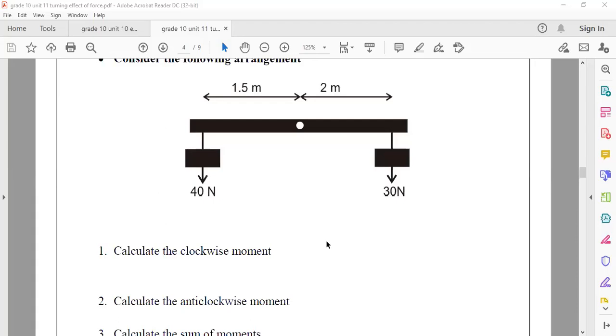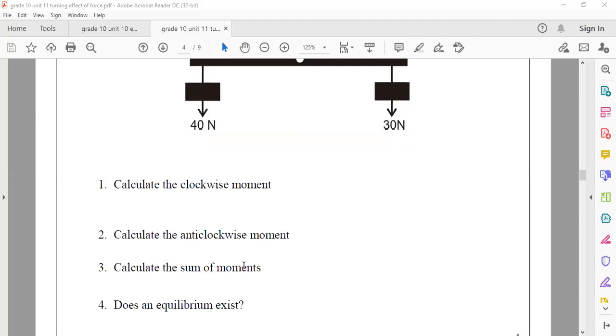Done, sir. All the questions are answered. You answered 1, 2, 3, 4, all the questions of this? Yes, sir. What is the answer for the first question? 60 Newton meters. Will you write only that? No, 60 Newton meters clockwise.